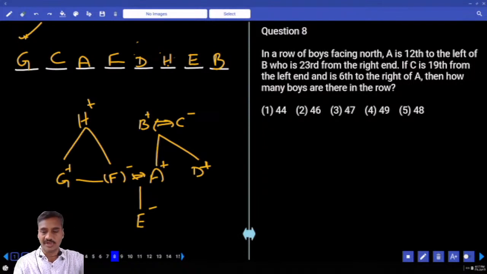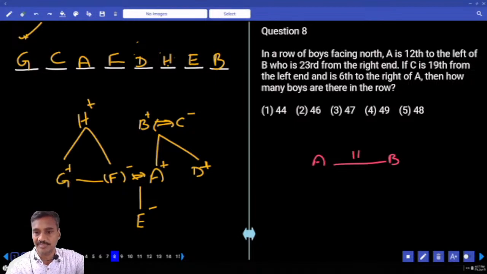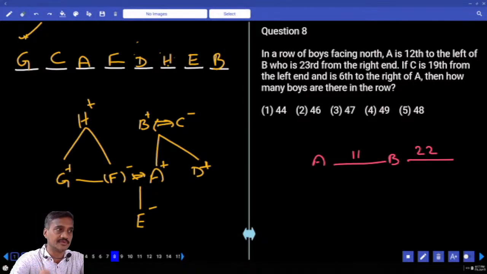In a row of boys facing towards north, A is 12th to the left of B. Where is A? Between A and B there must be exactly 11. B is 23rd from the right hand, which means there are 22 persons to the right hand side of B. C is 19th from the left hand and is 6th to the right of A. Where is C? C is somewhere here.